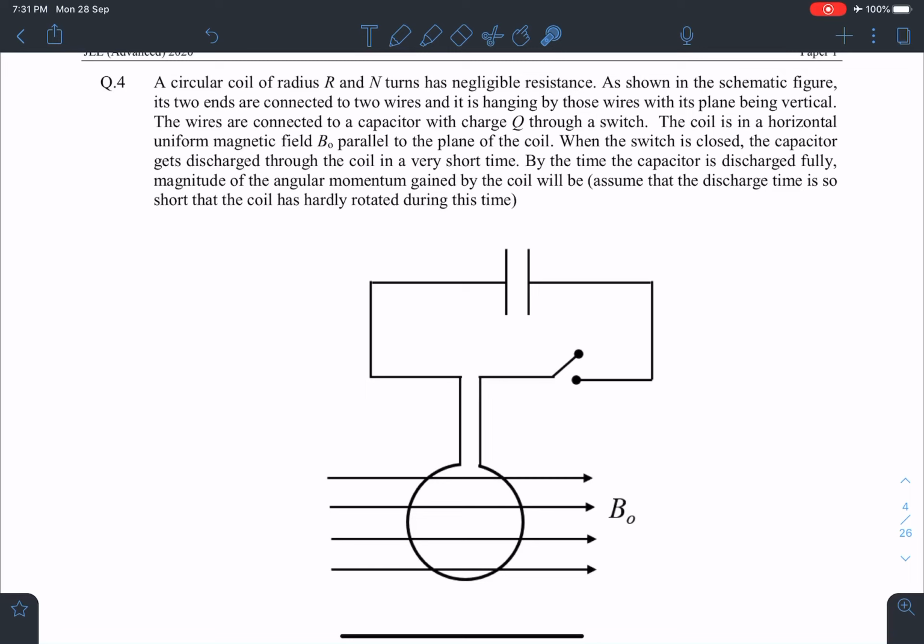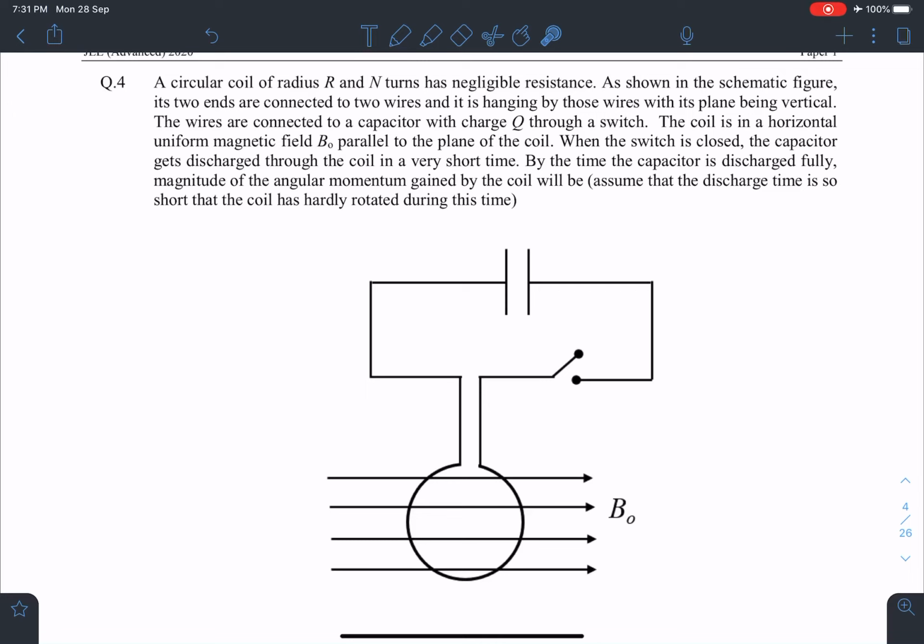The coil is in a horizontal uniform magnetic field B naught parallel to the plane of the coil. Alright, so it is in the plane of the coil. That means here, when the switch is closed, the capacitor gets discharged through the coil in a very short time. By the time the capacitor is discharged fully, the magnitude of angular momentum gained by the coil will be.